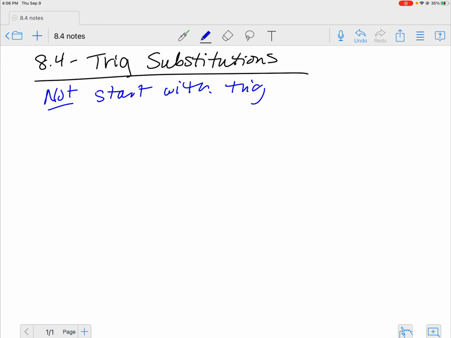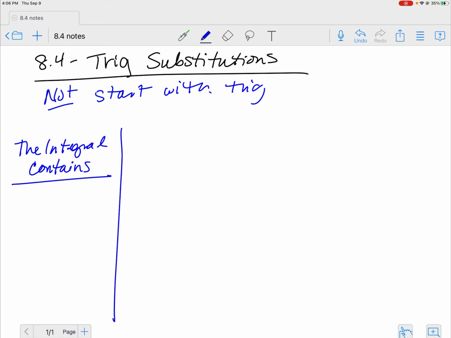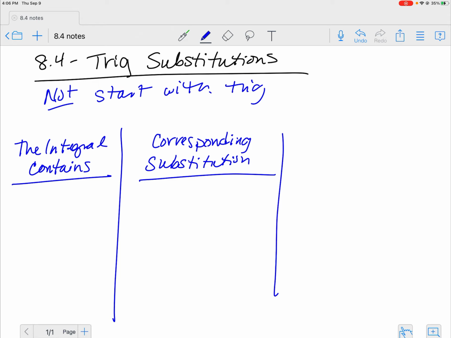Okay, so let's look at this. We have table 8.4 where you start with the integral contains something. Then you are going to use the corresponding substitution. Then you have useful identities.